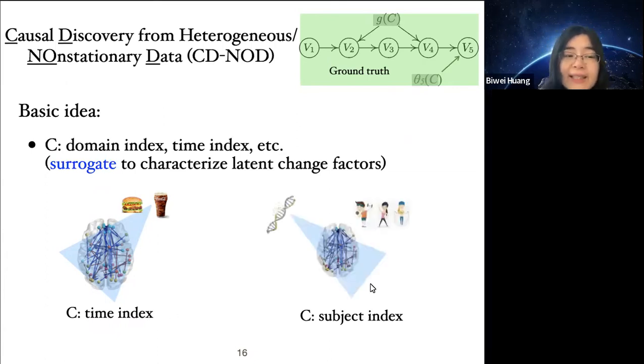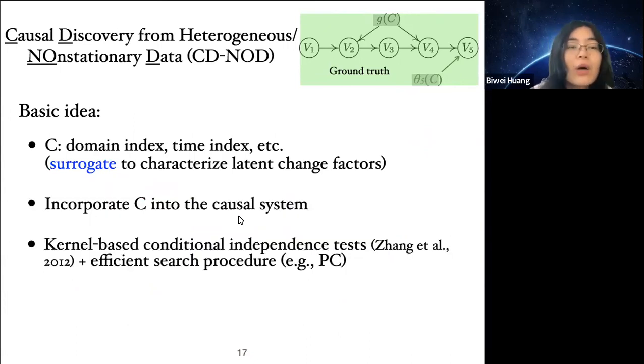Moreover, when concatenating data from different subjects, the causal relationships may be confounded by genetic factors, which vary across subjects. So in this case, C can be the subject index to remove the influence from the hidden genetic factors. So we incorporate the variable C into the causal system as a surrogate to characterize the unobserved change factors. And then we can make use of the kernel-based conditional independence test to test for the conditional independence relationships, together with an efficient procedure, such as the PC algorithm, for causal discovery.